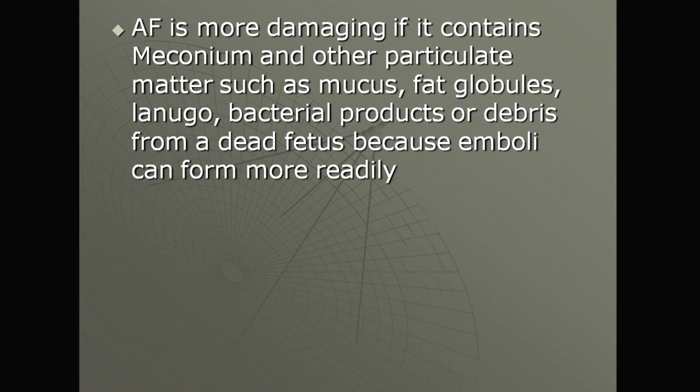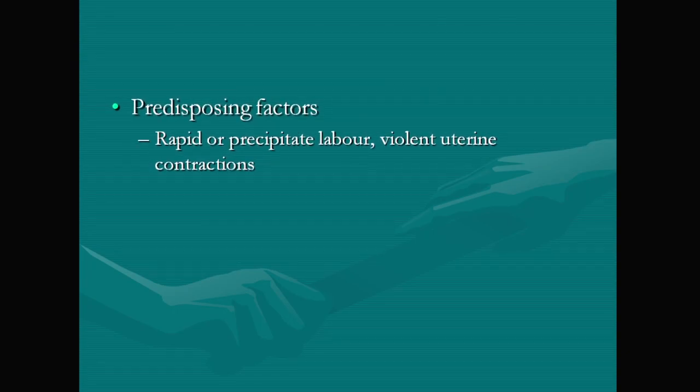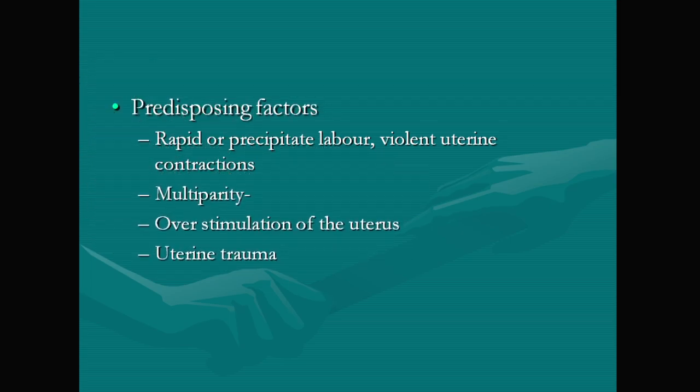Amniotic fluid is more damaging if it contains meconium and other particulate matter such as mucus, fat globules, lanugo, bacterial products, or debris from a dead fetus because emboli can form more readily. Maternal death occurs most often when thick meconium is present in the amniotic fluid because this clogs the pulmonary veins more completely than debris. Predisposing factors: rapid or precipitate labor, violent uterine contractions, multiparity, overstimulation of the uterus, uterine trauma.